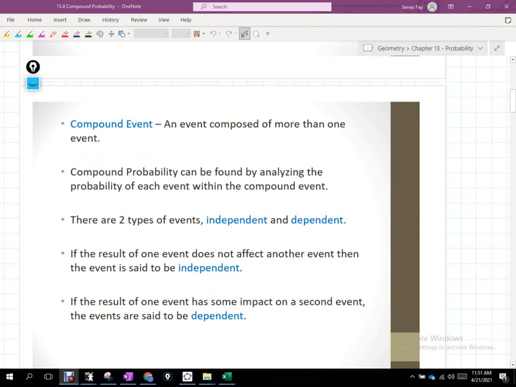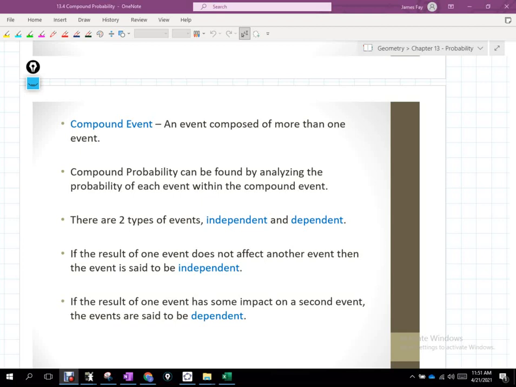So what that means is that if I ask you what's the probability of rolling a dice, getting a 2 and rolling it again and getting a 3, that probability can be found by analyzing rolling the dice the first time and then rolling the dice a second time and looking at them as individual scenarios. Does that make sense? Okay.